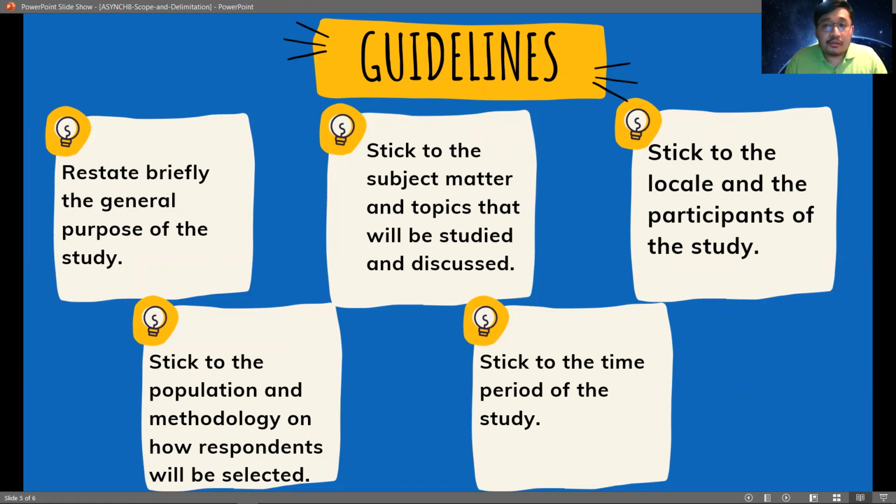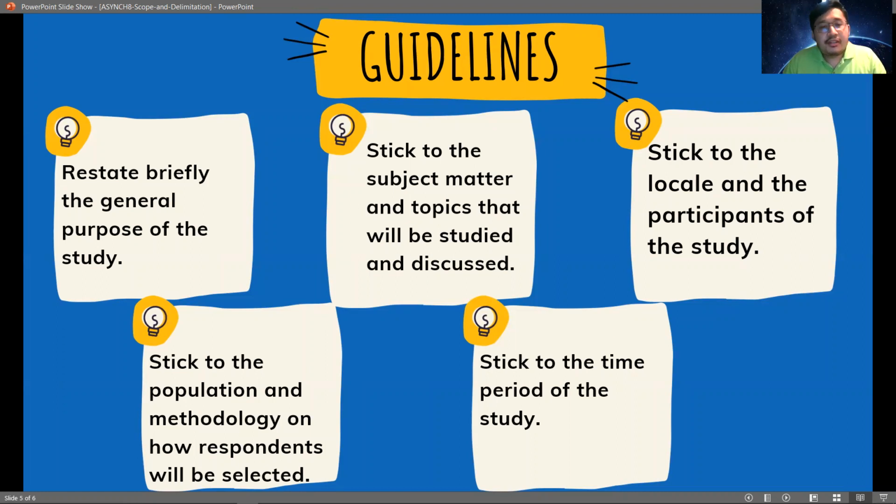Next, you have to stick to the locale and the participants of your study. Under the scope of the study, you have to state the locale where the study will take place. State there also who the participants of the study will be. Under the delimitation, state the locations where your study will not take place. State there also under the delimitation the participants who will not be involved in your study.